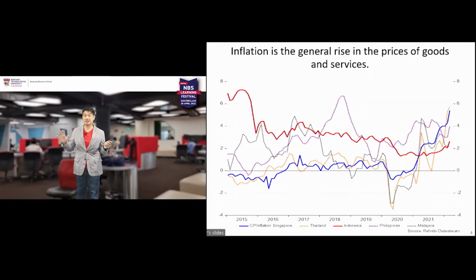Highest in the last 6 years, right? If you step back in history for many countries, for example in the United States, which I'll show you later, it would have been the highest in the last 30 plus years. So the world is indeed facing very high inflation.